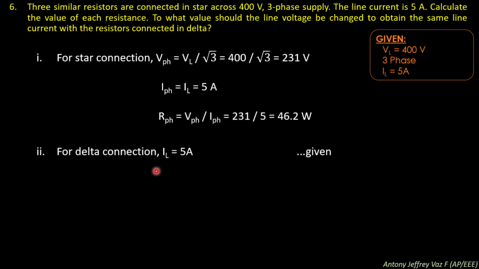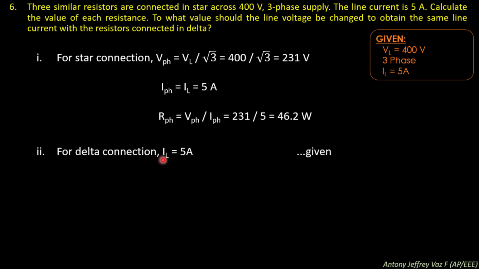For delta connection, line current is 5 amperes. It is given in the question. So to what value should the line voltage be changed to obtain the same line current with the resistors connected in delta? Here the line current is the same, that is 5 amperes. Then what you need to find here is how much voltage should be adjusted in delta so that the line current should be 5 amperes.